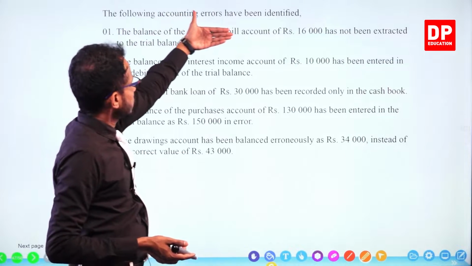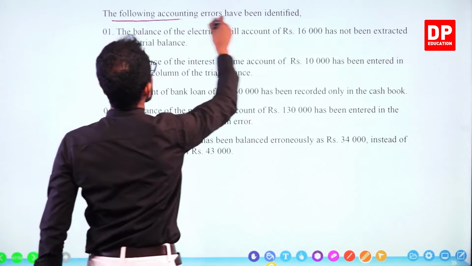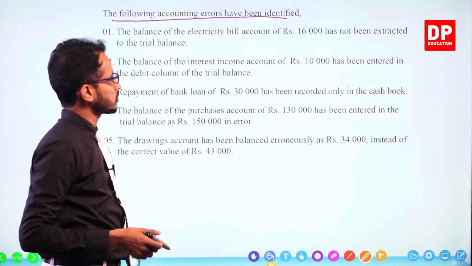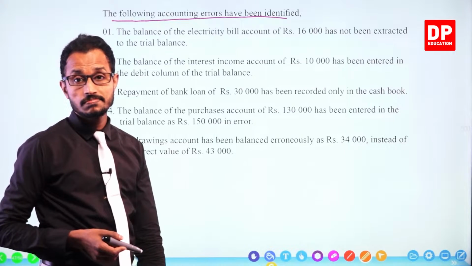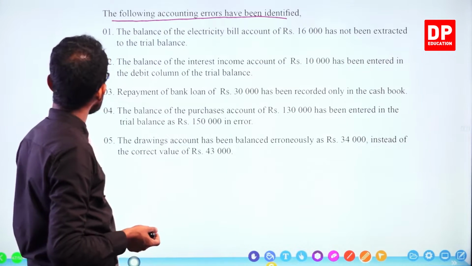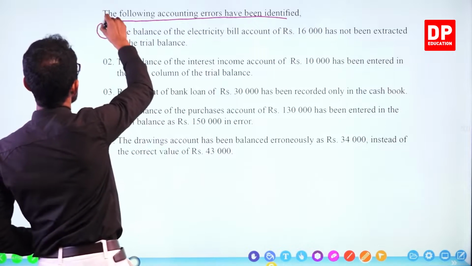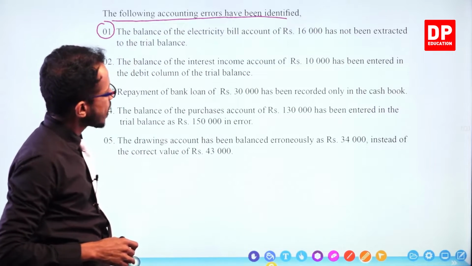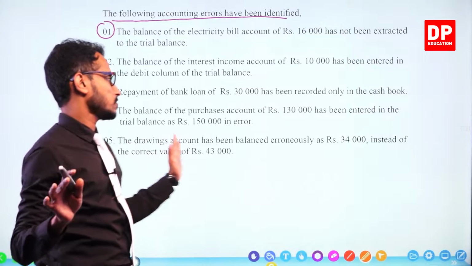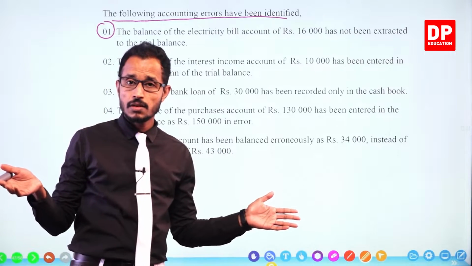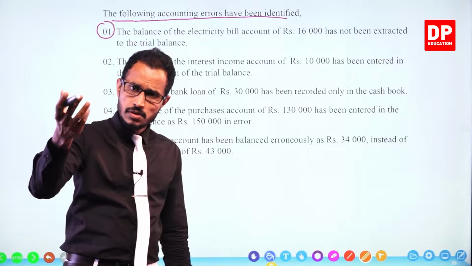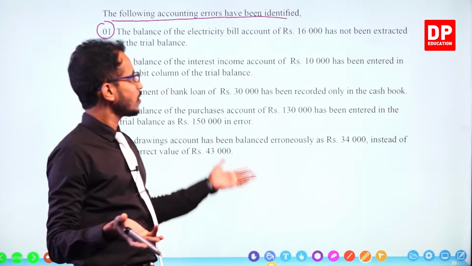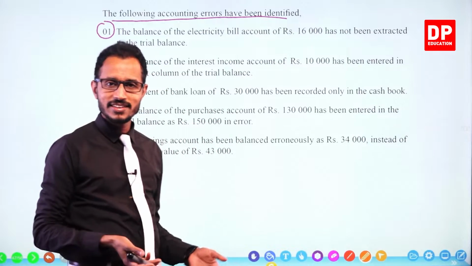The following accounting errors have been identified. 5 errors. First one. Balance of the electricity bill account, 16,000, has not been extracted to the trial balance. Is that an error? I don't know, you tell me. Is that an error? Oh, of course. Of course, it is an error.